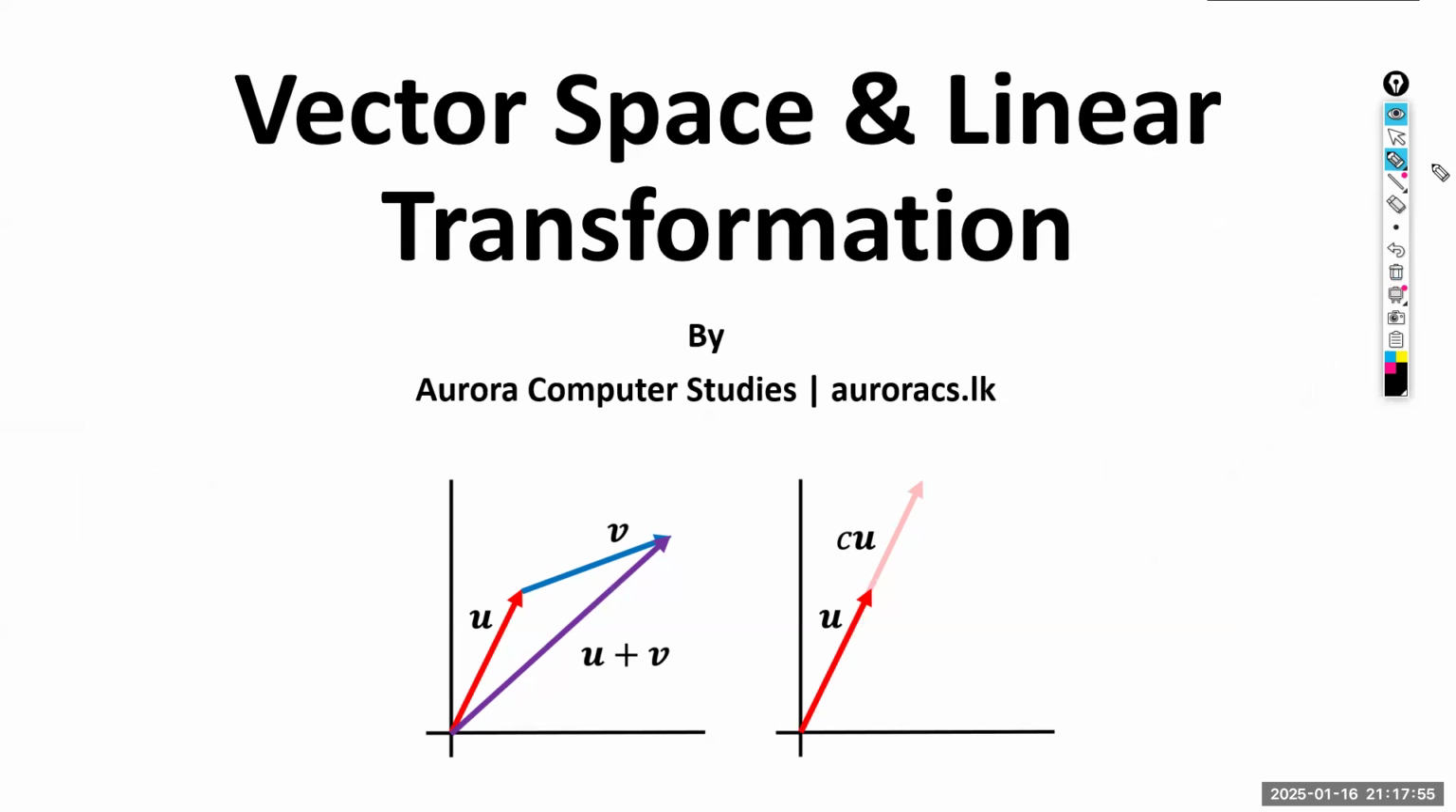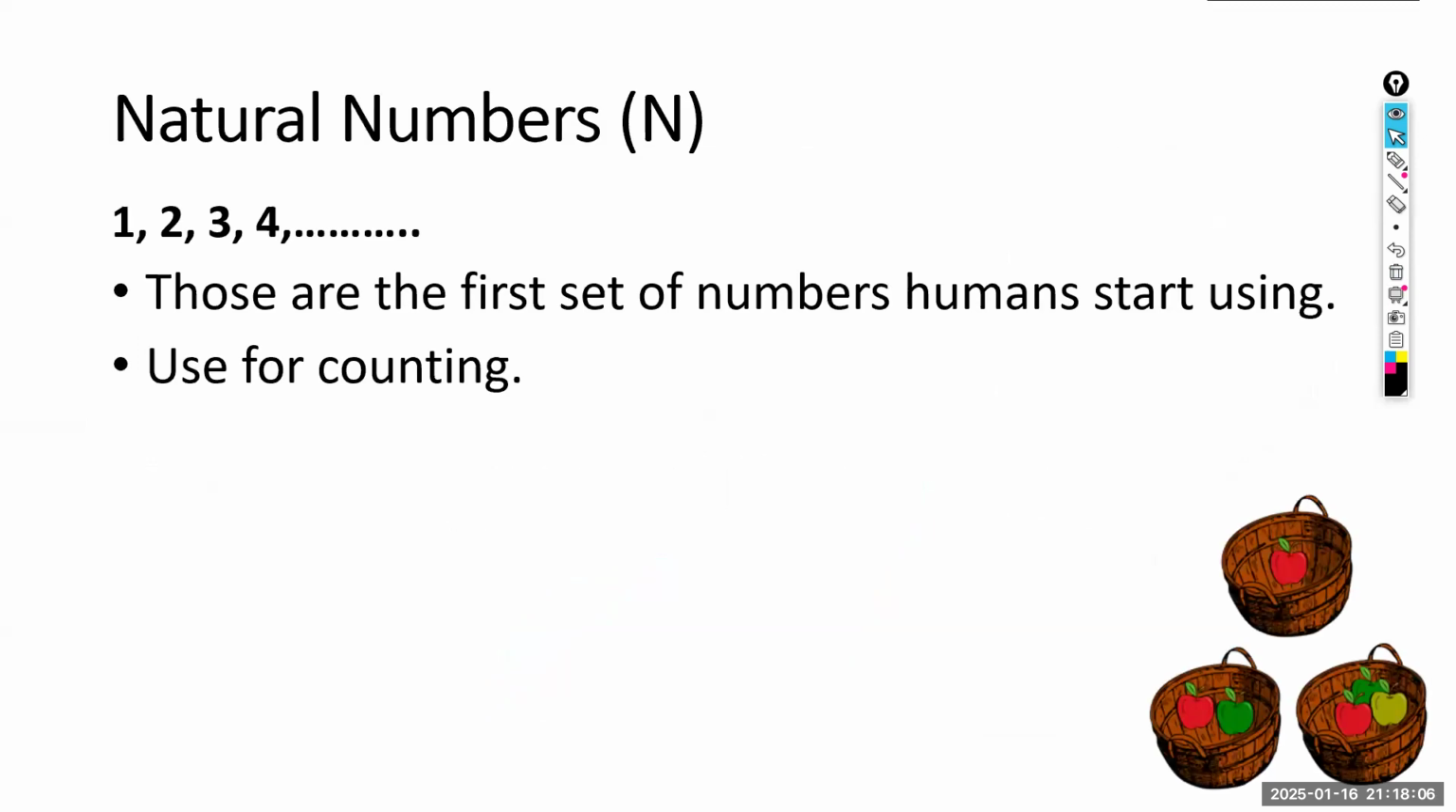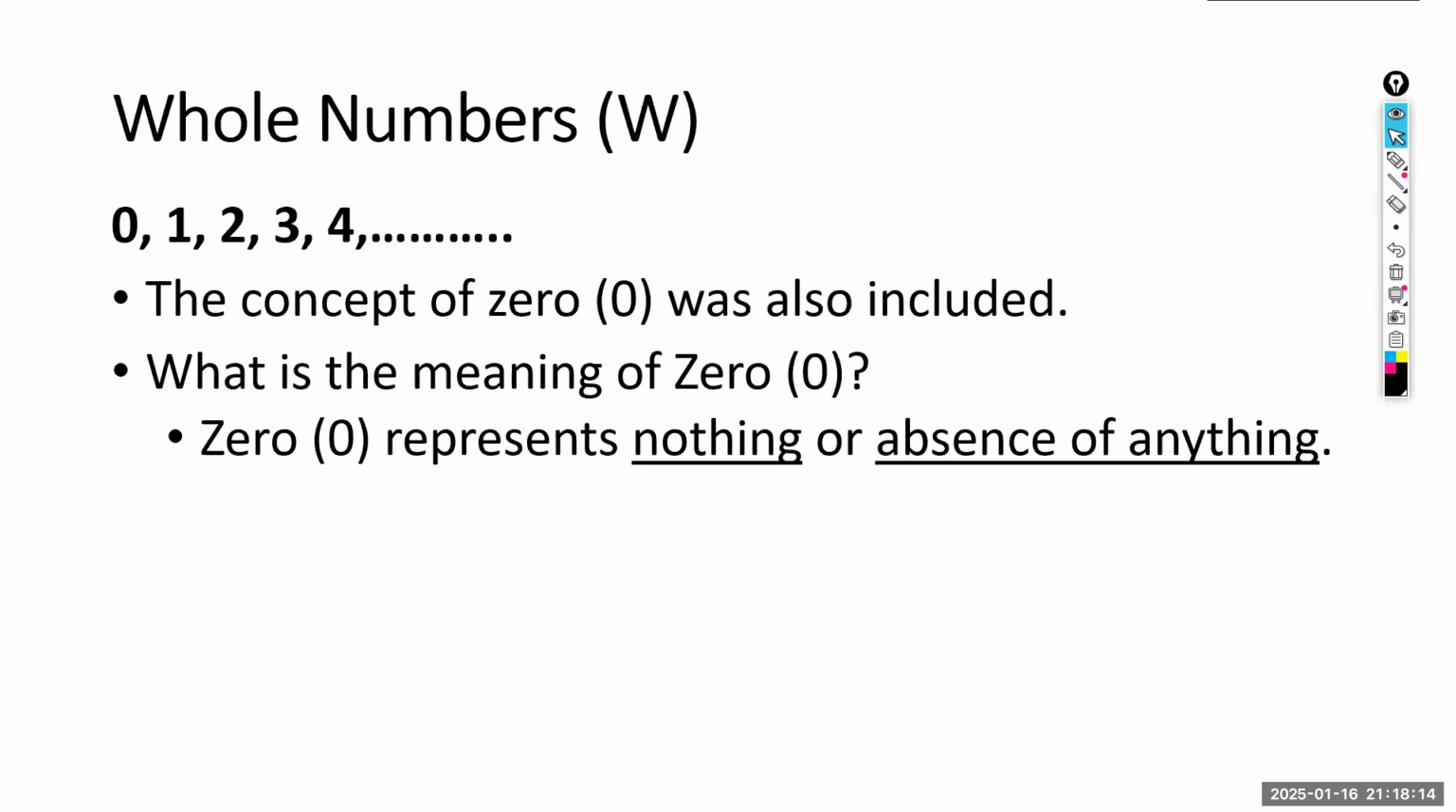We'll move on to vector space. First of all, you must know the types of numbers. This is from your semester one introductory maths. We have the natural numbers represented by capital N, that is 1, 2, 3, 4, 5, and so on. Natural numbers do not include 0. Whole numbers include 0 and any positive integer.